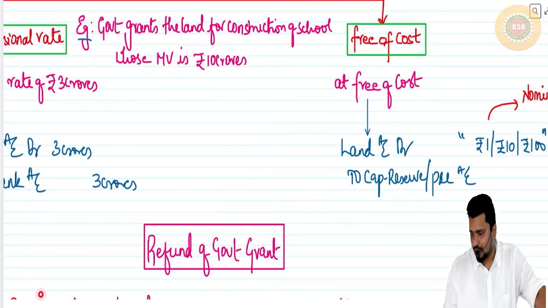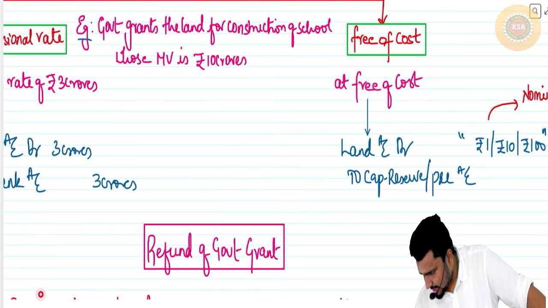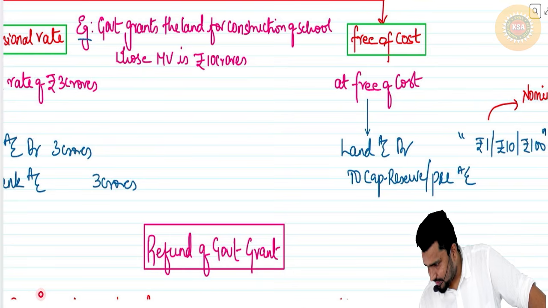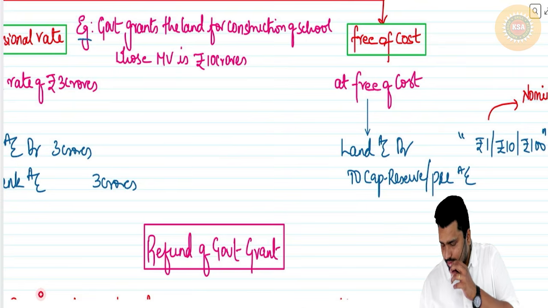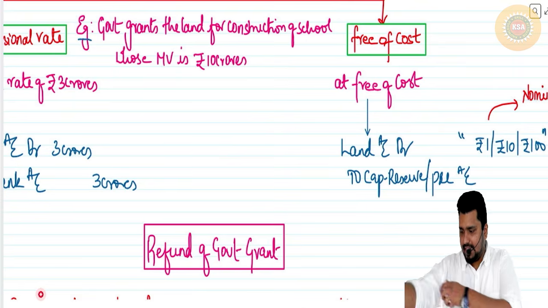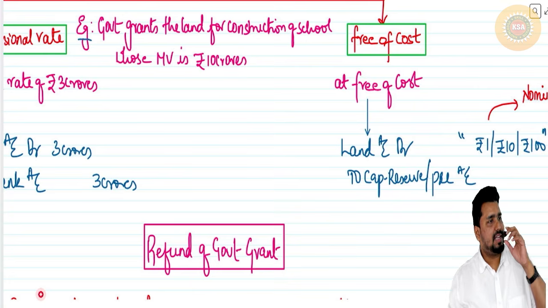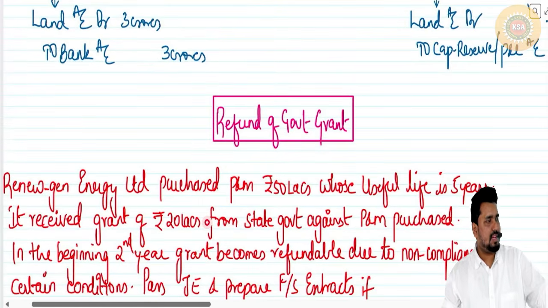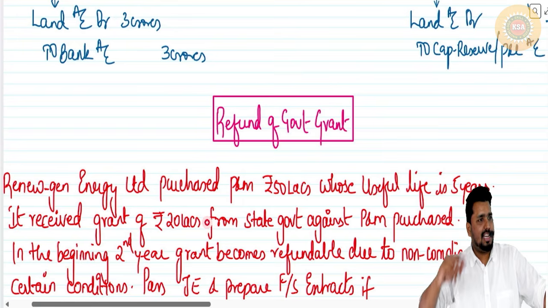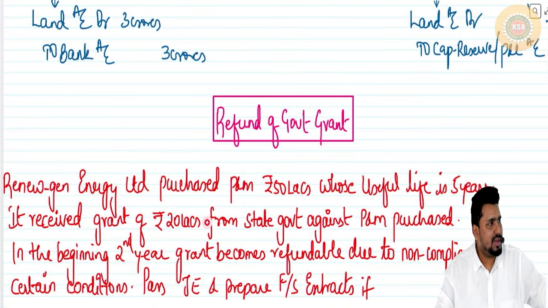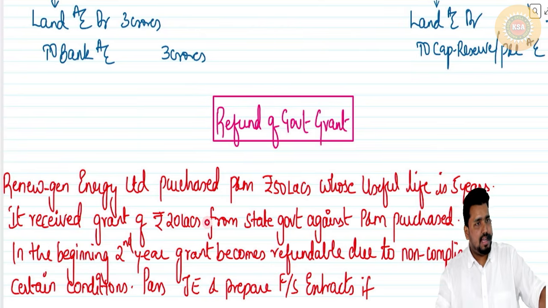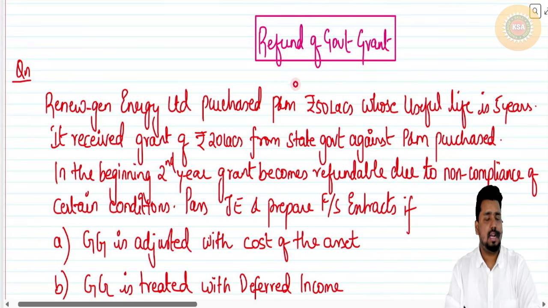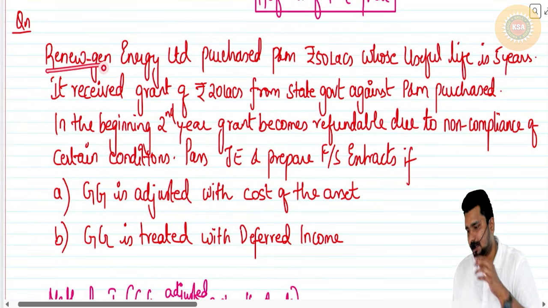Next we are going to learn the refund of government grant. Everybody, did everyone understand up to this? Refund of government grant: when do we have to refund what we have received? When we violate the government's conditions, or are not complying with them at all, then at that time we have to refund. I will teach one sum, and with that we will understand all other refunds.